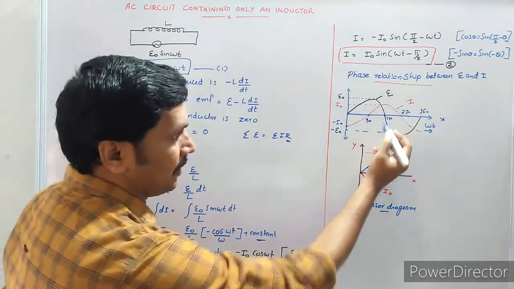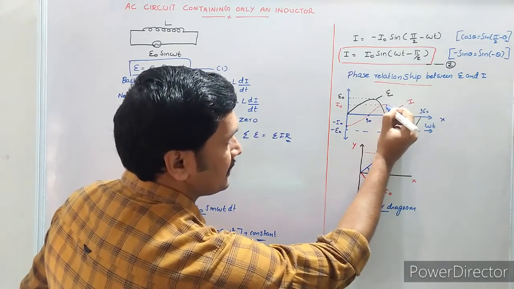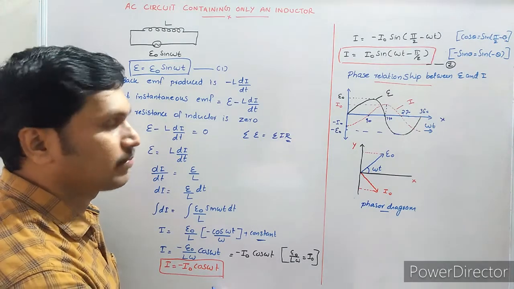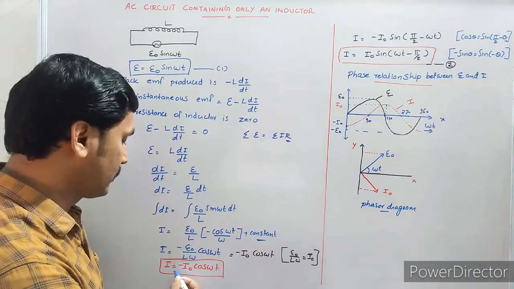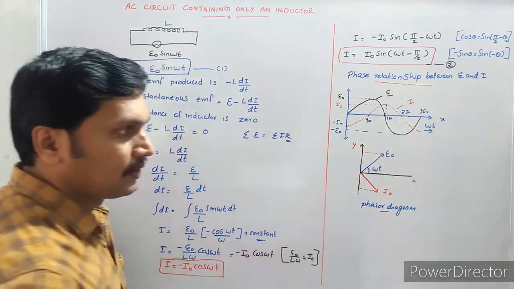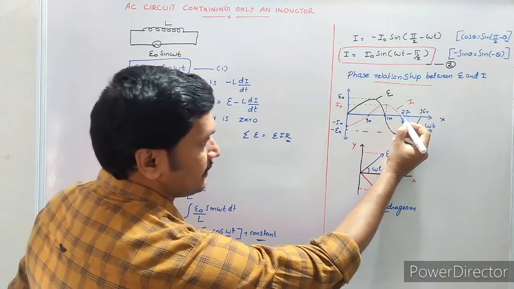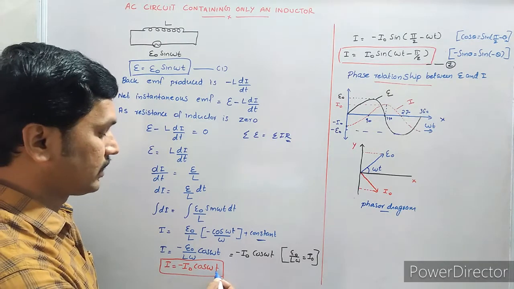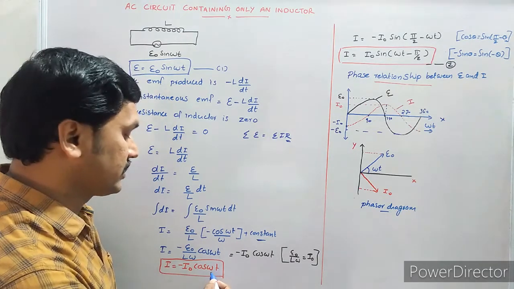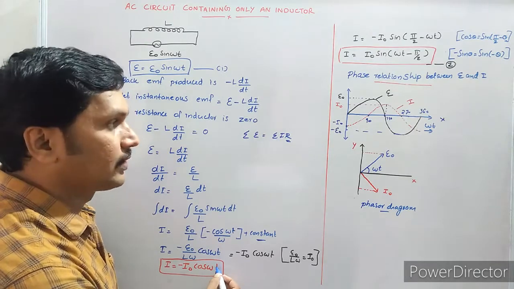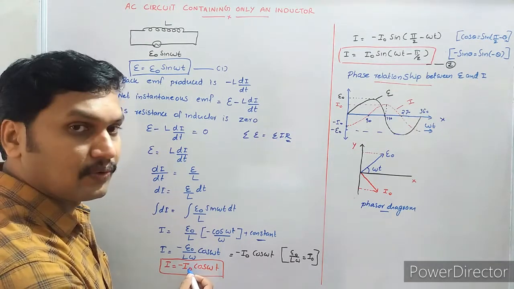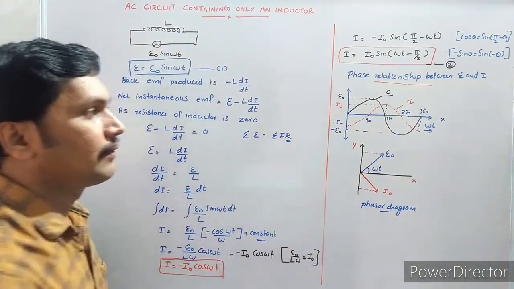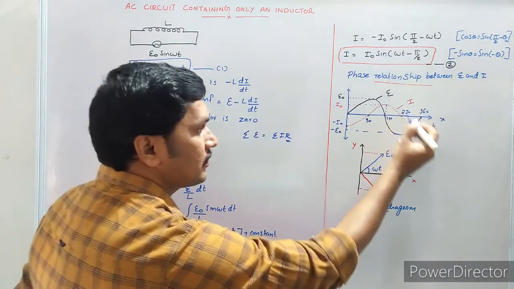Then omega t is equal to 180. When omega t is equal to 180, cos 180 is minus 1. So minus becomes plus, and I equals the maximum, I0. Again, when omega t is equal to 270, cos 270 comes to 0, so current comes to 0. When omega t is equal to 360, cos 360 is 1, and the minus sign is there, so minus I0. So that's the variation of current.